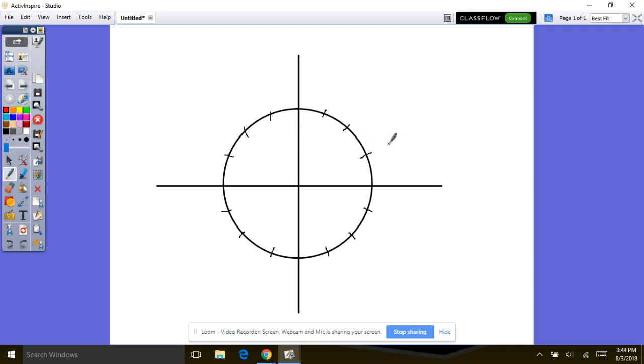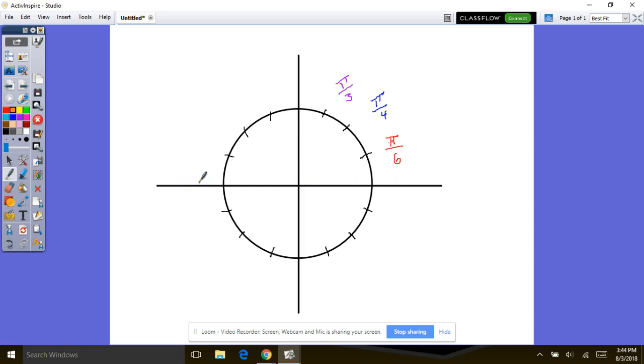So the first quadrant is pi over 6. Let's color code this as much as we can. The next one's pi over 4. And the next one is pi over 3. All right, let's go around the unit circle, and we'll do orange for our 90s.